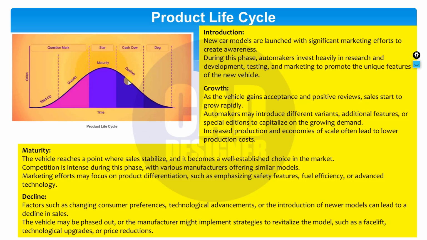So to hold on in the market, to make profit or to sell whatever vehicles are remaining, the automaker uses different strategies. They change some of the exterior design or some lighting, or they add some technologies. Price reduction is also done.